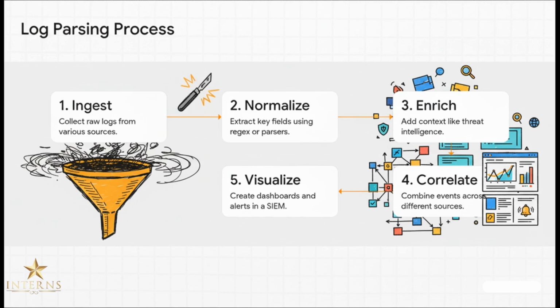Maybe you add some threat intel to see if an IP address is known to be malicious. Then you correlate, looking for connections between, say, a firewall log and a login server log. And finally, you visualize it all on a dashboard in your SIEM so you can see alerts that actually make sense to a human being.